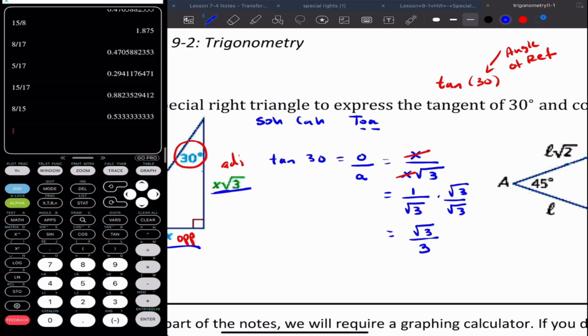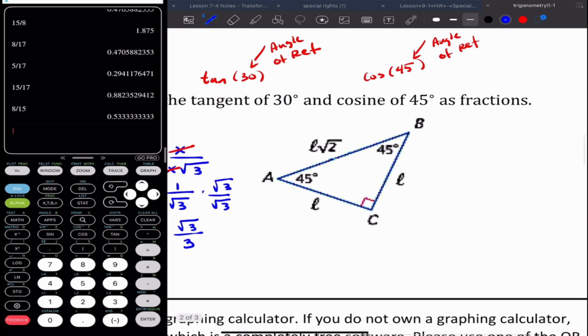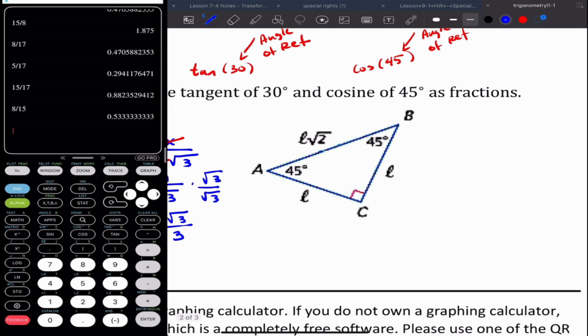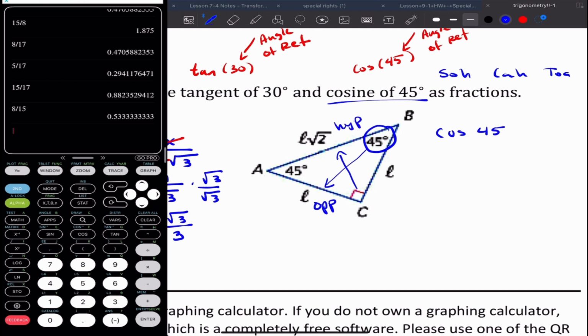Okay, so now I'm going to look at this special right triangle. So I have a 45, 45, 90. The cosine of 45 is being mentioned. So I write cosine of 45. Use SOHCAHTOA again. Okay, so we have two 45-degree angles here. I'm going to pick one. This is going to be my angle of reference. I'm going to start labeling. So this here, that's my opposite side. This here is my hypotenuse. And then lastly, this is my adjacent side.